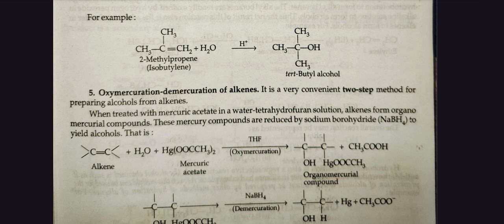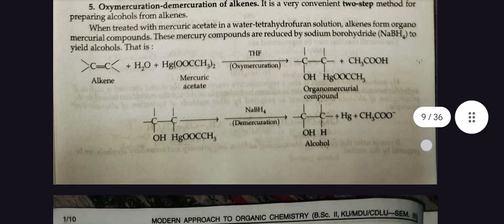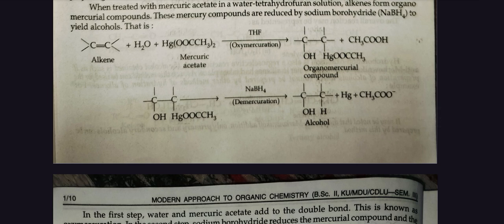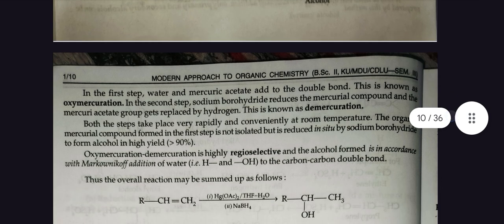Oxymercuration-demercuration of alkenes. It is a very convenient two-step method for preparing alcohol from alkenes. When treated with mercuric acetate in water-tetrahydrofuran solution, alkenes form organomercuric compounds. These mercury compounds are reduced by sodium borohydride, NaBH4, to yield alcohol. That is, alkene plus mercuric acetate, oxymercuration in THF, gives organomercuric compound, then gives alcohol by demercuration.